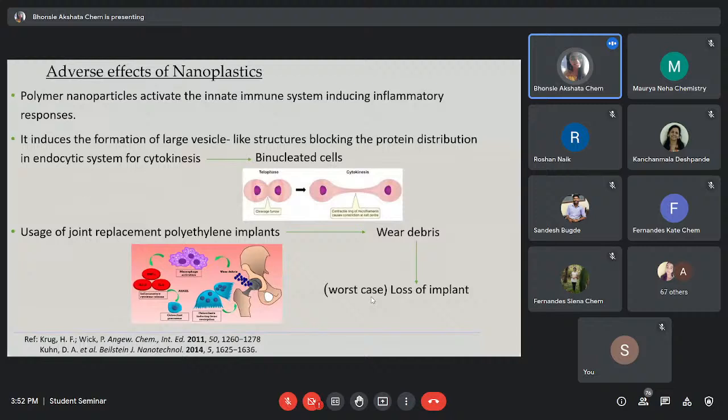So sometimes prosthetics are used, joint replacement implants are added in the body. If they are made of polyethylene particles, over a certain time, because of wear and tear, friction, it can result in the formation of wear debris. Now, this wear debris can result in the formation of pro-inflammatory factors in the body. These pro-inflammatory factors further go and affect the bone around the prosthetic or the implant, which is the periprosthetic bone, and cause osteolysis of that bone, or breaking down of that bone. In the worst cases, this can result in the loss of the implant from its position.